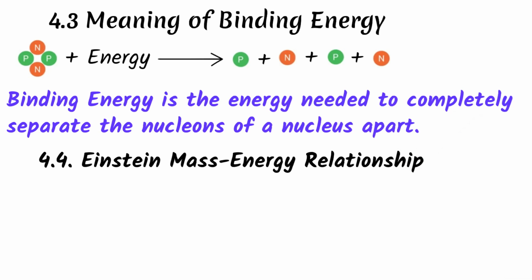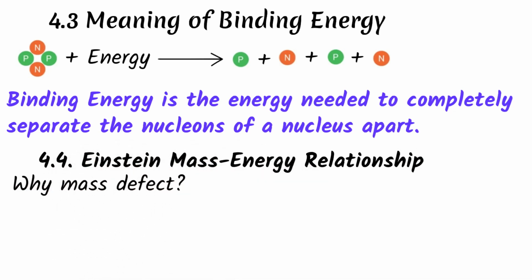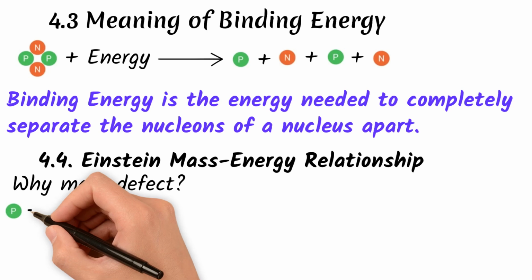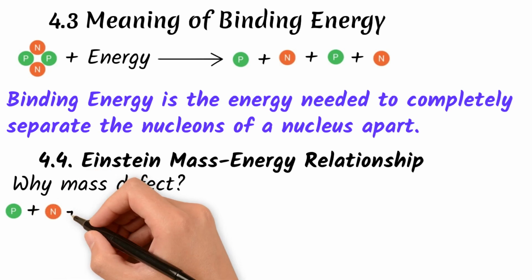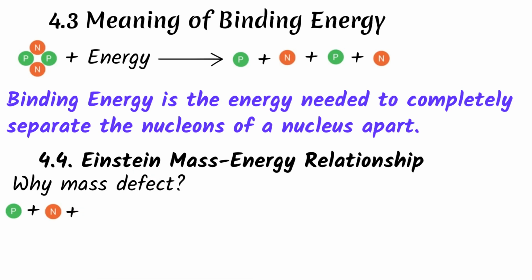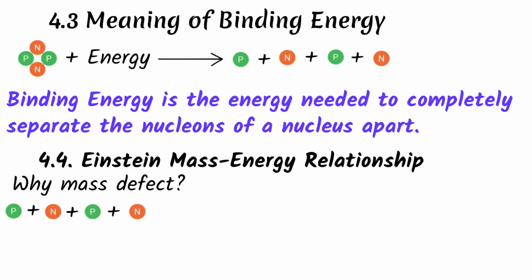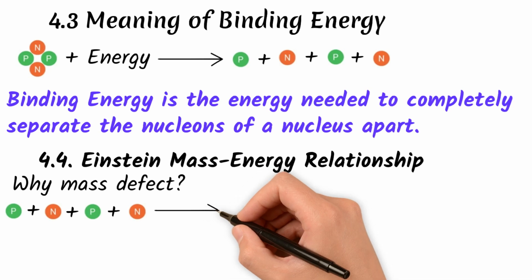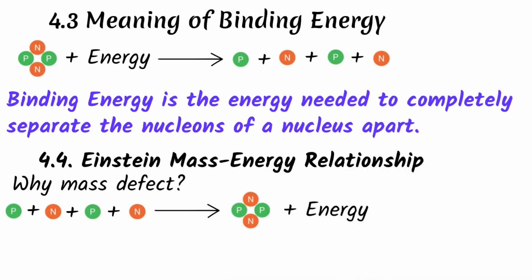Now, why was there a mass defect? We talked about it, mass defect. Now, we are going to write that equation in the reverse order. If energy is needed to break a nucleus into its constituent nucleons, then if the constituent nucleons come together, they can form the nucleus again. And if energy was needed to break it, then when the nucleus is formed, energy will be released.